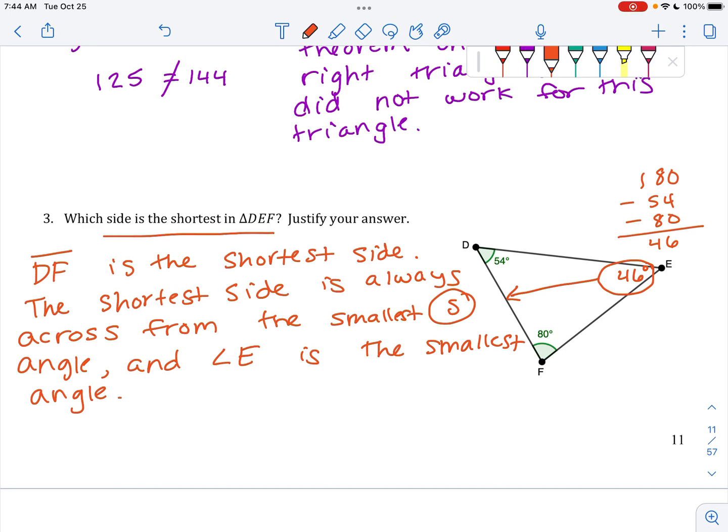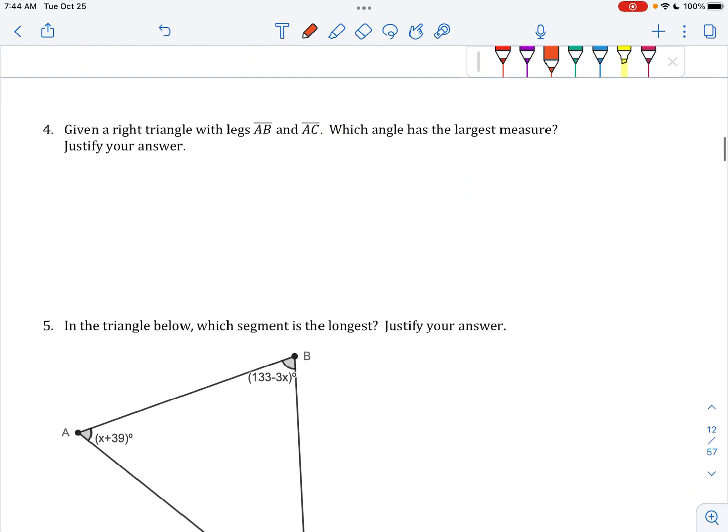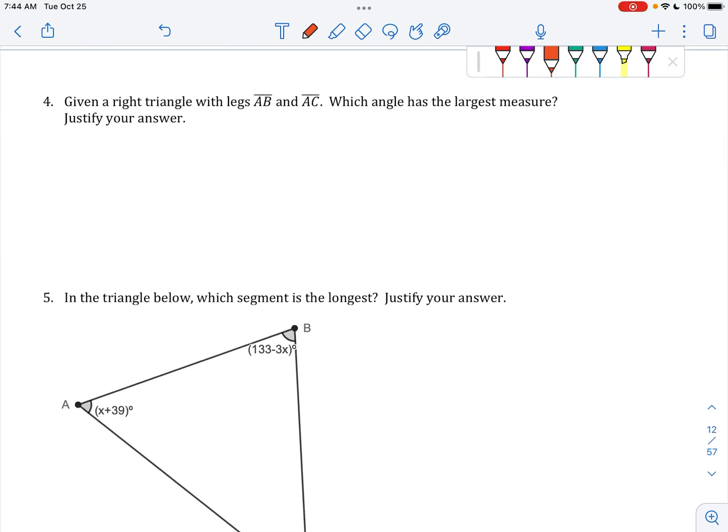All right. Now, let's think about our right triangle. I'm going to, again, encourage you to pause this, take a moment, think about it, and then come back to it when you're ready to check your answer.